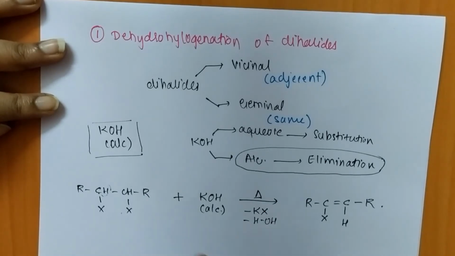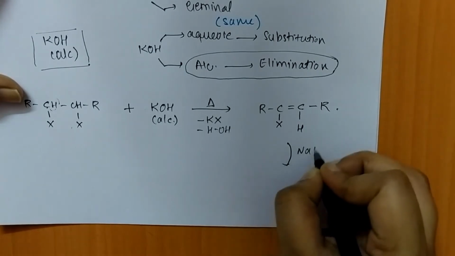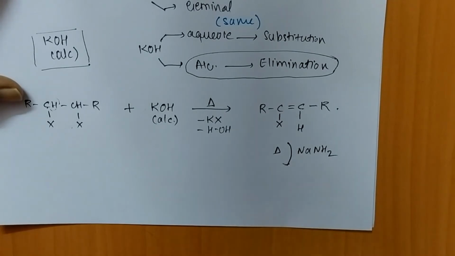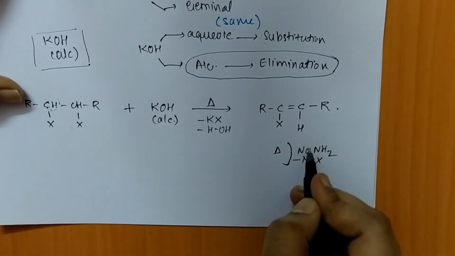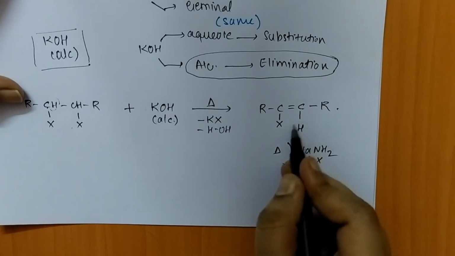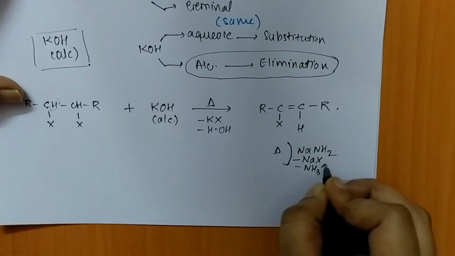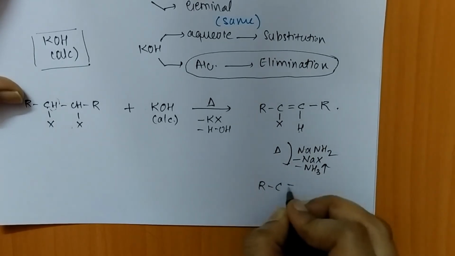Now, here we didn't get an alkyne. We just got an alkene containing a halogen atom. So what we are going to do is react it with NaNH2, in the presence of heat. Now NaX is going to get lost because the sodium atom bonds with the halogen atom, while the hydrogen atom bonds with NH2 to give NH3, and therefore ammonia is released. Ultimately we will get a triple bond between the carbon atoms, and therefore we get an alkyne.